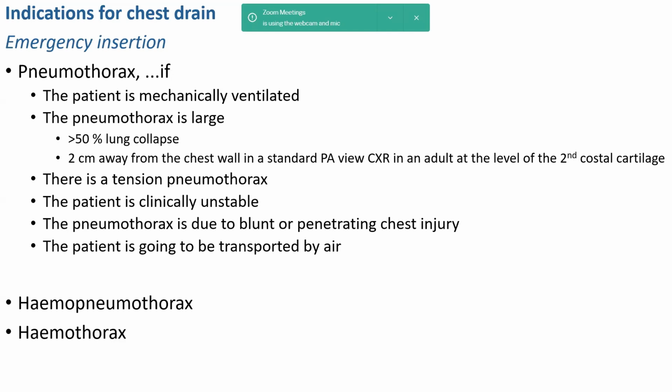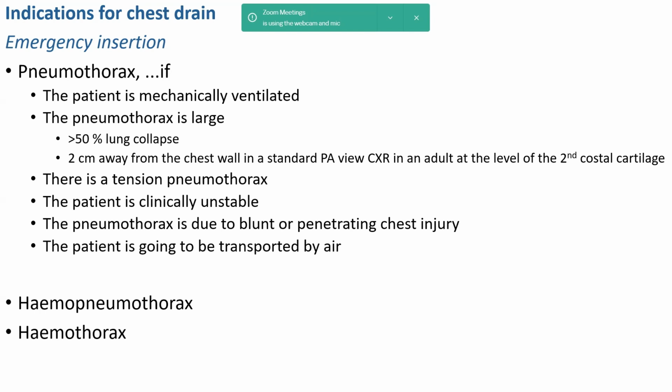And tension pneumothorax, you all know, we don't wait for the IC tube insertion, you just decompress it with a needle thoracostomy, either at the second intercostal space in the mid-clavicular line, or now they recommend doing it laterally, at the safe triangle area. And in any unstable patient, or if we plan to transfer the patient, especially by air transport, in those situations, irrespective of the size of the pneumothorax, we have to insert an IC tube.